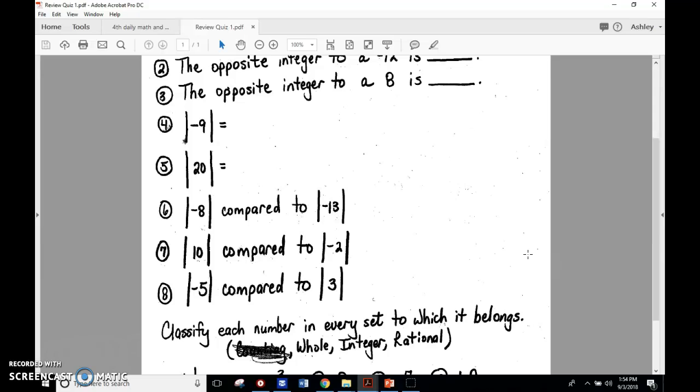Number 7, the absolute value of 10 compared to the absolute value of negative 2. Using your less than, greater than, or equal to signs, what is the absolute value of 10 compared to the absolute value of negative 2?